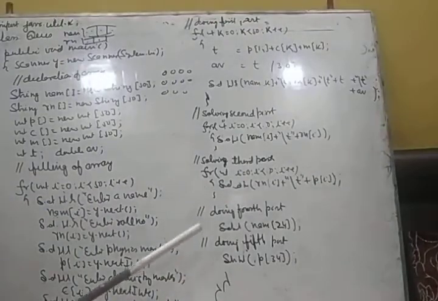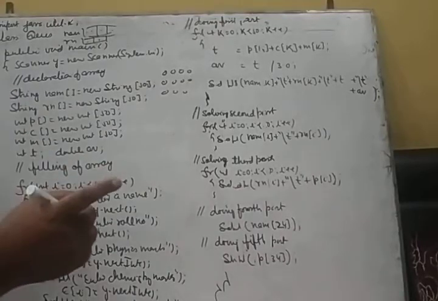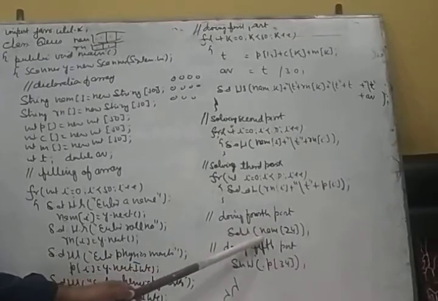As in the fourth part it says print the name of the 25th student. Now I'm writing here NAM of 24. Now the values are given starting from 0. So the 25th value will be stored in the 24th cell because the numbering starts from 0. Right? So the 25th student's name will be printed by NAM 24. Fifth part says 35th student's physics marks, P of 34.